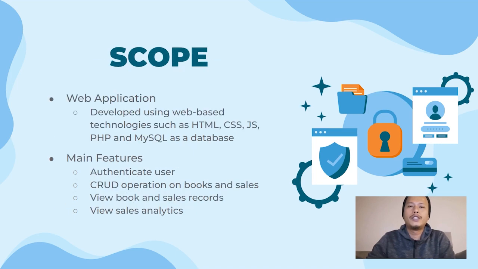For the scope of this project, for now, the system is limited to web application only. The system is developed using web-based technology such as HTML, CSS, JS, PHP, and MySQL as database. The main features include authenticate user, CRUD operations on books and sales, view books and sales record, as well as view sales analytics.